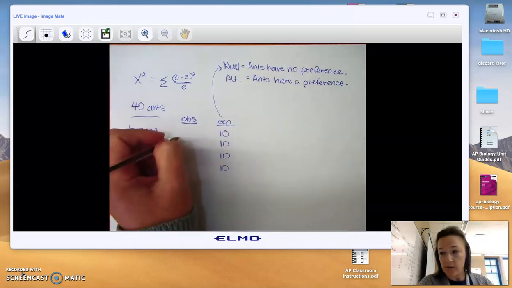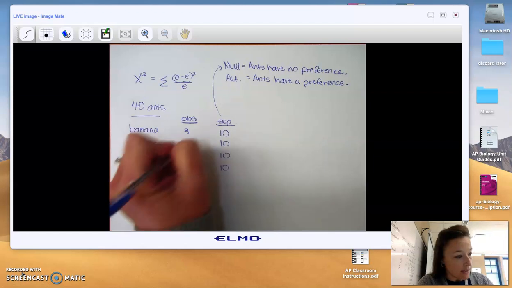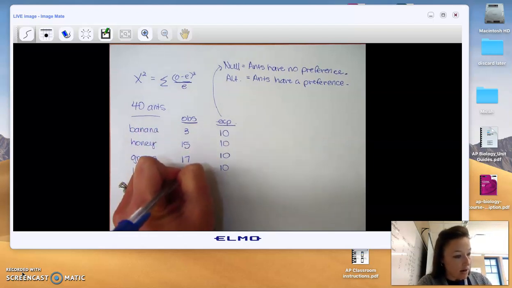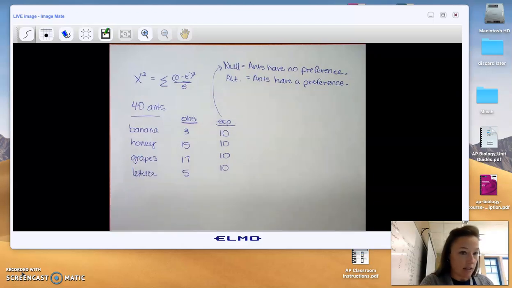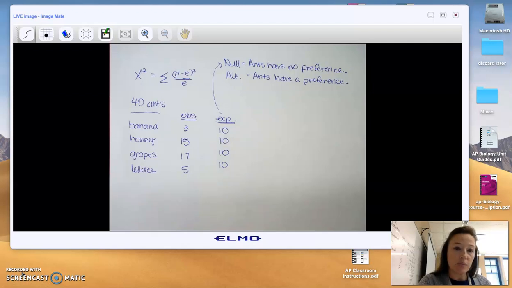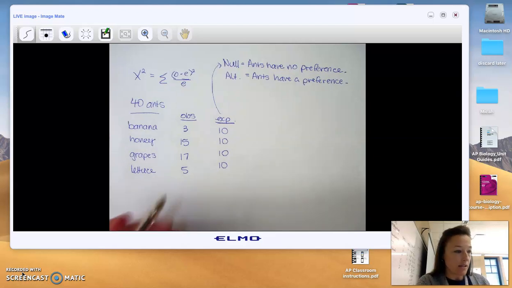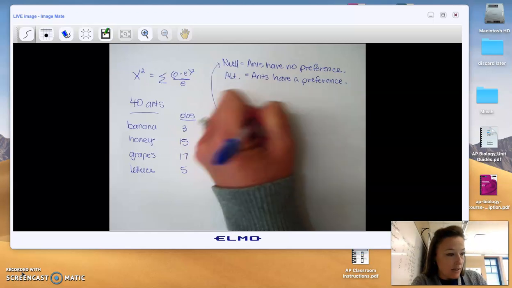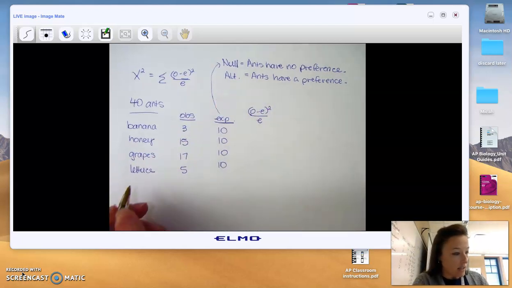Our observed values, let's say that we actually saw 3 at the banana, 15 at the honey, 17 at the grapes, and 5 at the lettuce. Probably wouldn't be 5 at the lettuce, but anyway. And so what we want to know is, did they have a preference? I mean, eyeballing it, it looks like they do, but we don't know for sure without using statistics. So the formula is observed minus expected squared over expected.